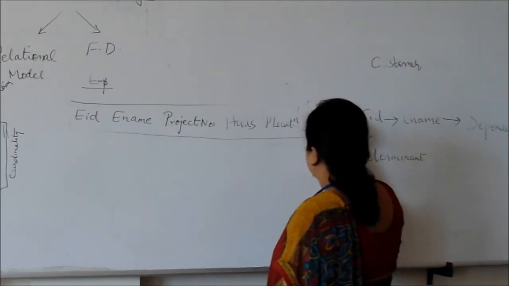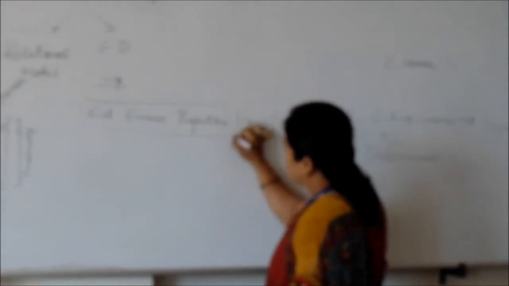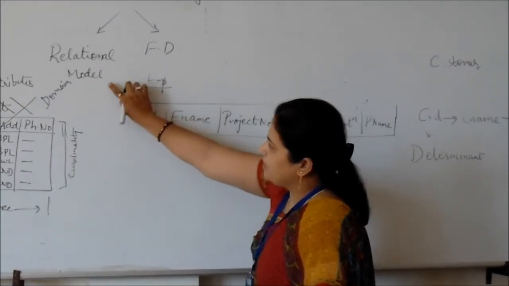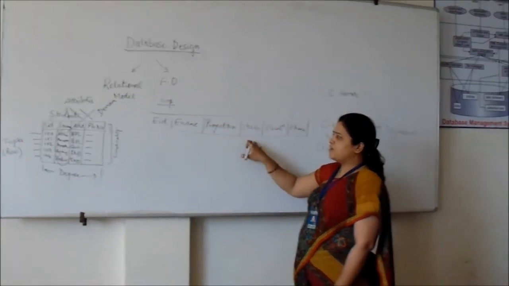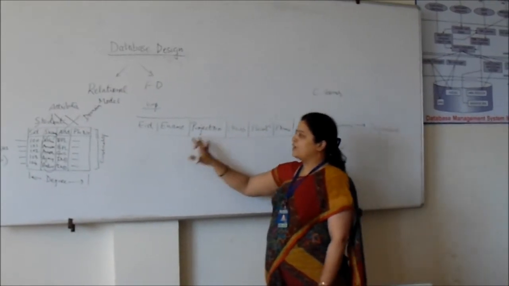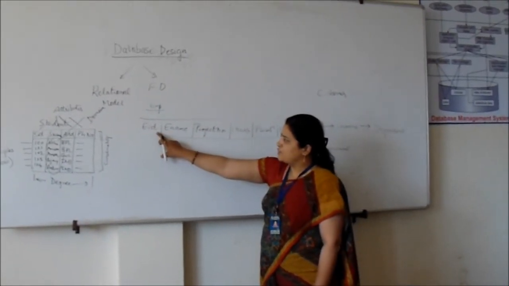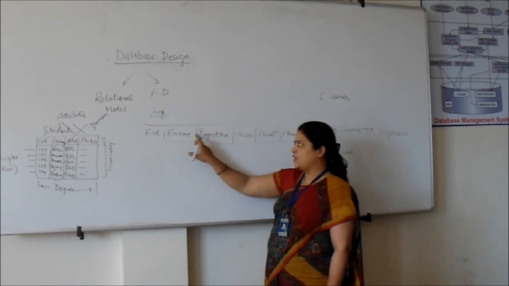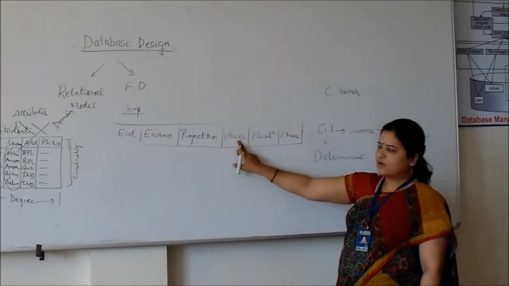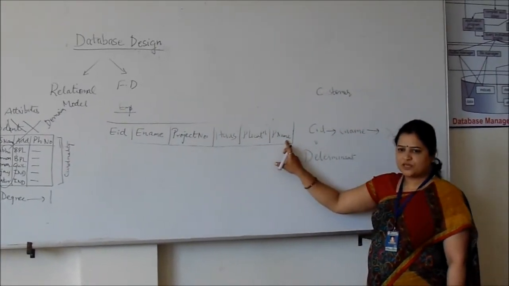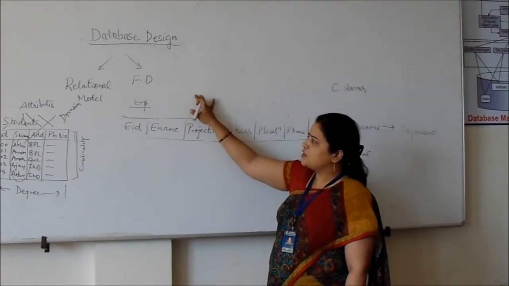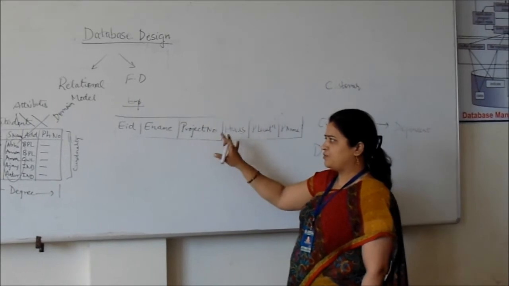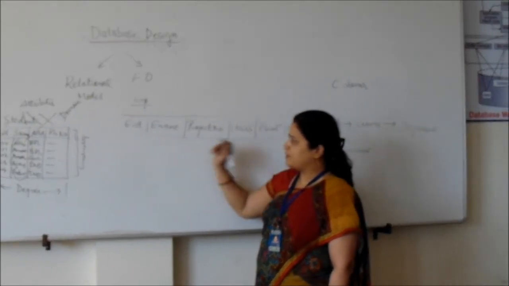Now, if we are going to design this employee database, firstly we have to create a relational model of this relation. So we have created a relational model, meaning we are creating a table of it with the help of attribute values. These are the attributes of a relation: employee ID, employee name, project number, number of hours, project location and project name. Now, the second question is how we associate the relationship among these various attributes. So we identify the functional dependency.